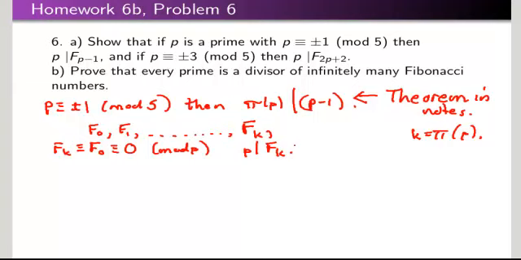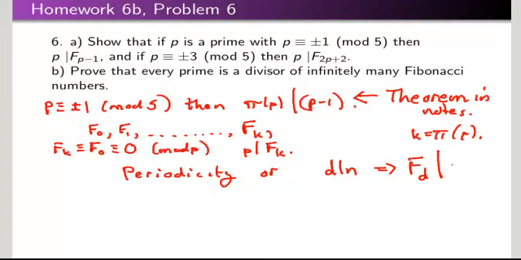Okay, now there's two ways you can proceed. You can either think about periodicity, or you could use this fact that if D divides N, then the dth Fibonacci number divides the nth Fibonacci number. So put those two things together. And then there's a similar argument for the P congruent to plus or minus 3 mod 5. Let's see, part B. Prove that every prime is a divisor of infinitely many. And it's the same thing. You can either use the periodicity again, or this fact here. It should just pop out immediately.